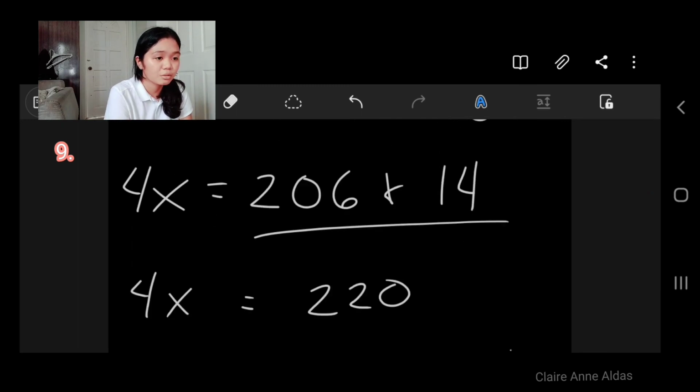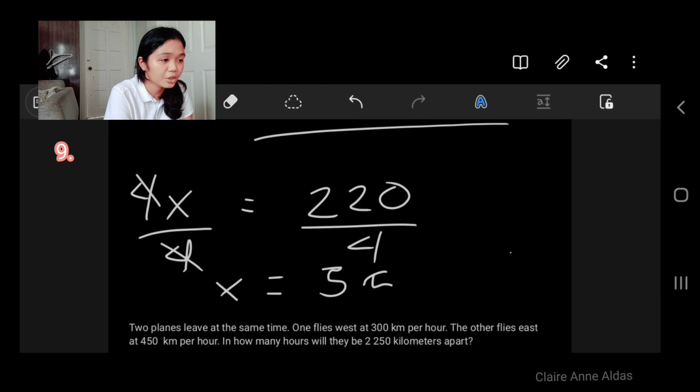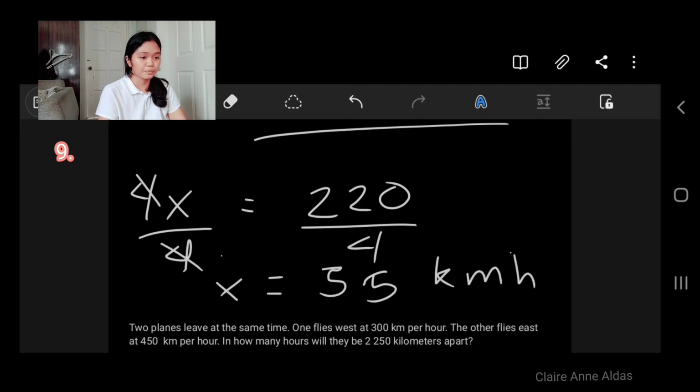Divide both by 4 in order to get x. Cancel the 4. x is equal to 55. Therefore, his speed in the first part of the trip is 55 km/h.